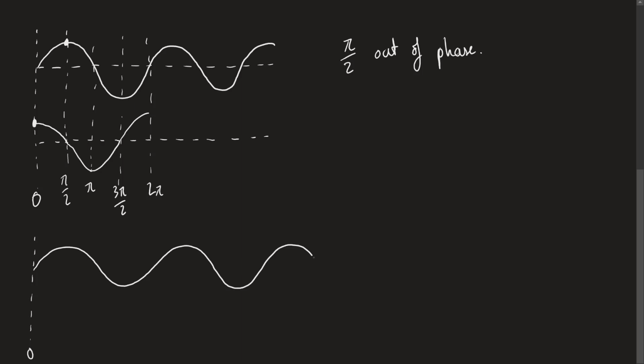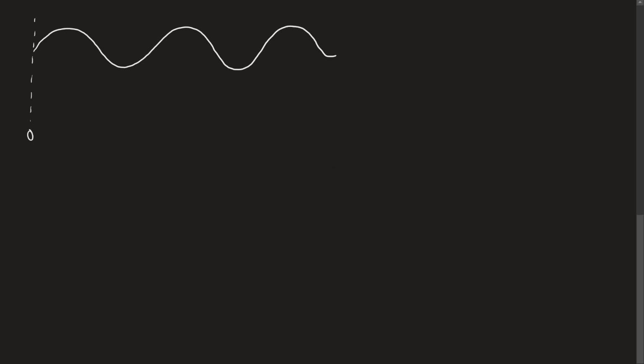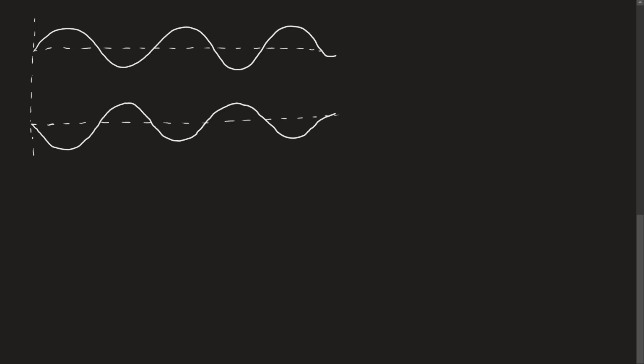So this is my sine wave. Let me go down so I can start fresh again. This is my sine wave with some equilibrium line. And then a little bit further down I'm also going to have a negative sine. So it's still a sine wave, but it follows the opposite trend. Where this is a maximum, this is a minimum, and vice versa.